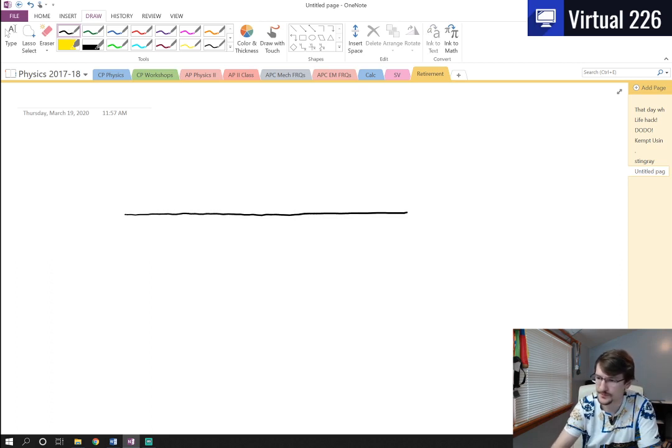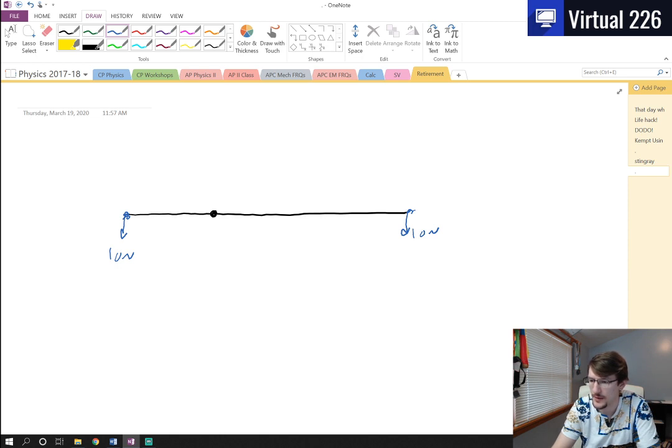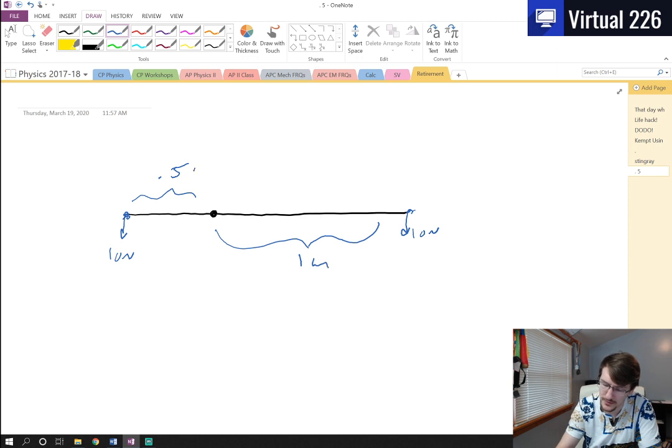We've got this bar. It pivots around this point. This is 10 newtons. That's 10 newtons. 0.5. 1 meter.